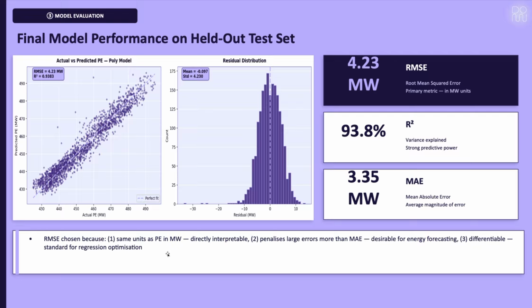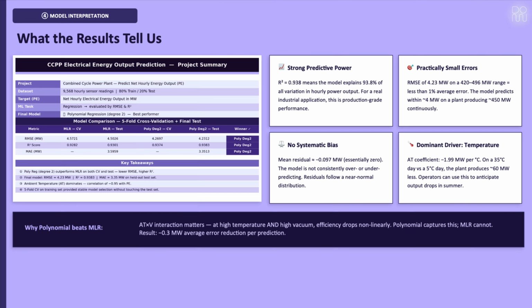And this was chosen because it was directly interpretable, penalizes large errors more than MAE, and is desirable for energy forecasting, and also a differentiable standard for regression optimization. What the results tell us is that we had a good combination for the model, getting good outputs with poly degree 2 for output prediction.